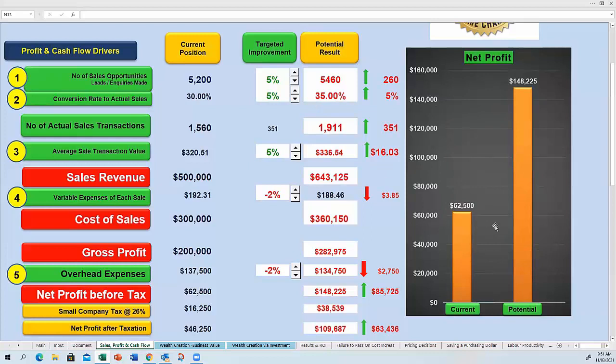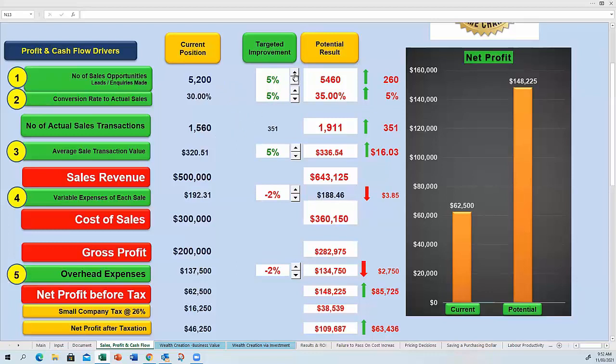So you can see here on the right, the combined effect has a much greater bearing on your overall profit result at the end. 62,500 to 148,225. Now, in some cases, or a lot of cases, you can actually get more improvements in these sales areas than what we've dialed in here.